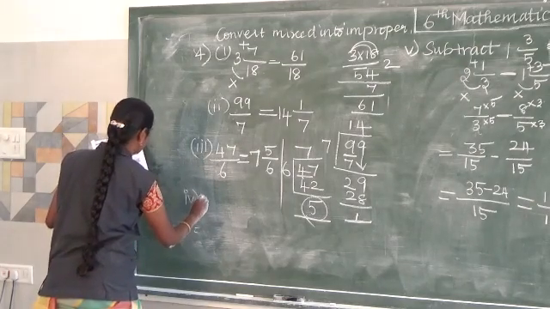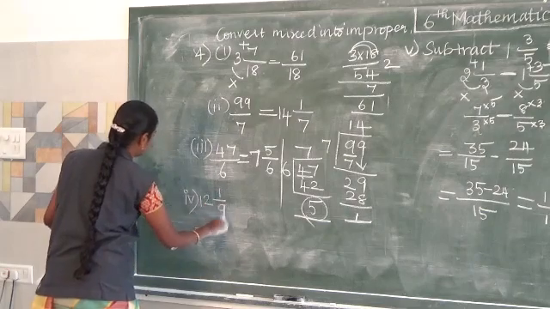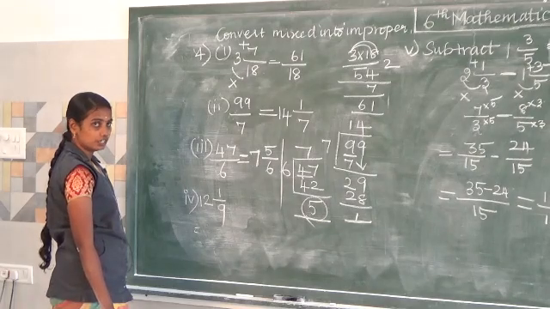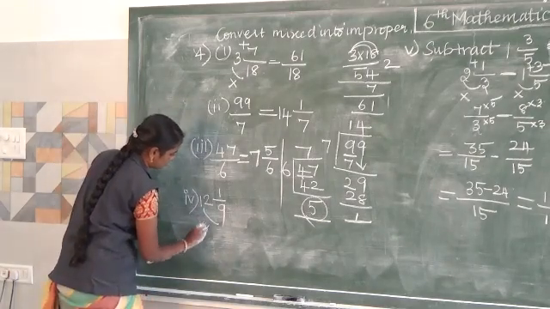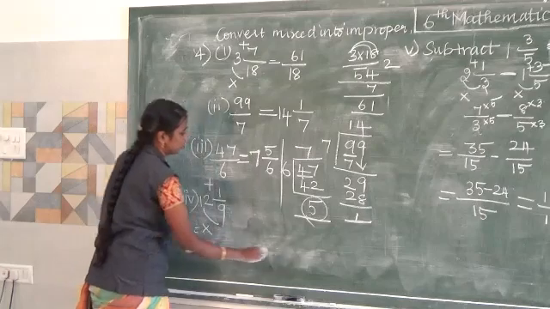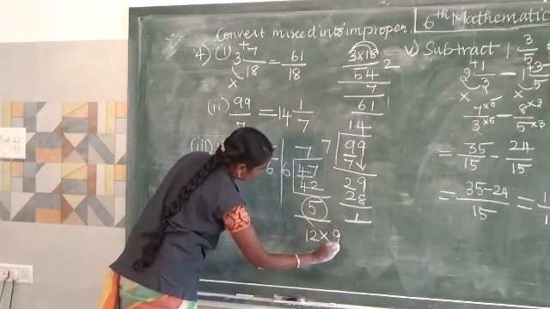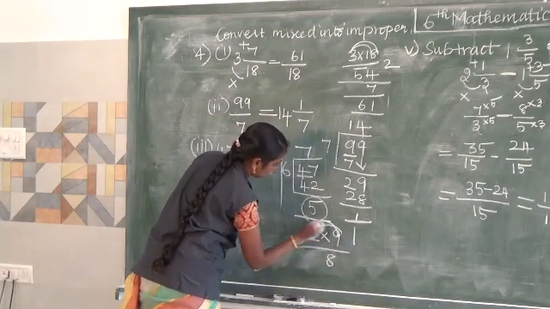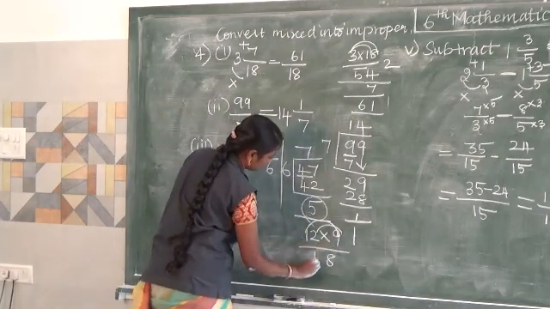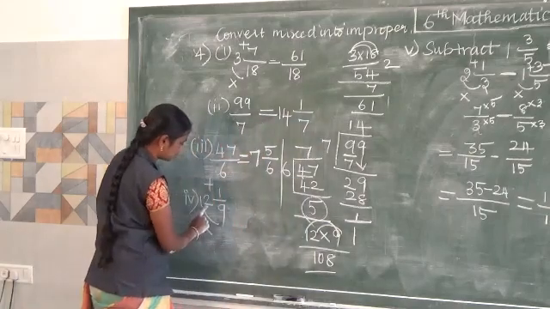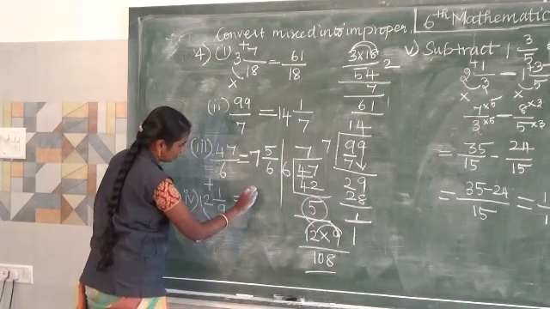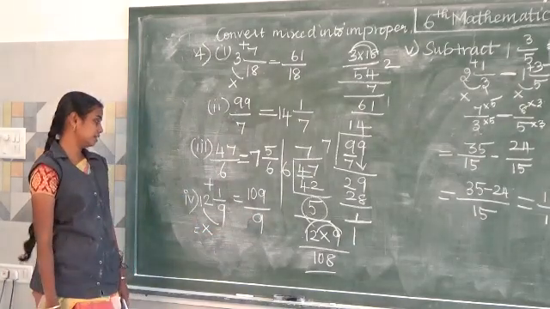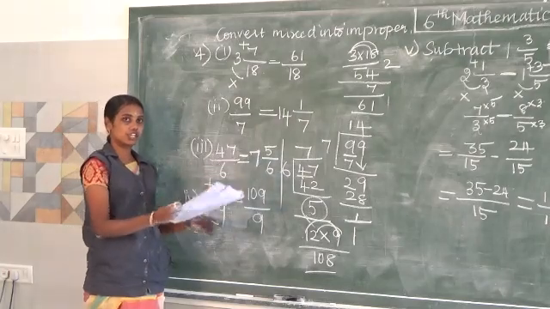Option 4, 12 1 by 9. It is which type of fraction? Mixed one. Multiply and add. Multiply 12 into 9. 9 2s are 18, 9 1s are 9, 9 plus 1, 10. 108 plus 1, 109 divided by 9. 109 by 9.